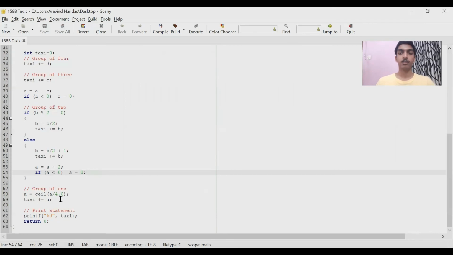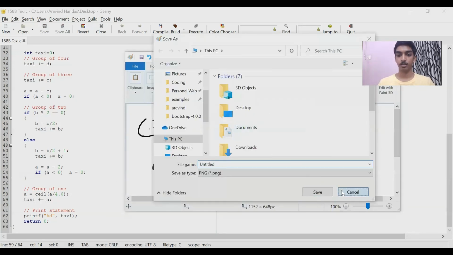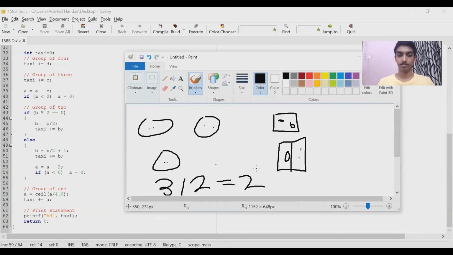And now the last, the single groups. Sorry guys. Sorry again.